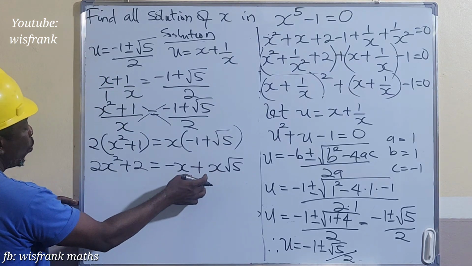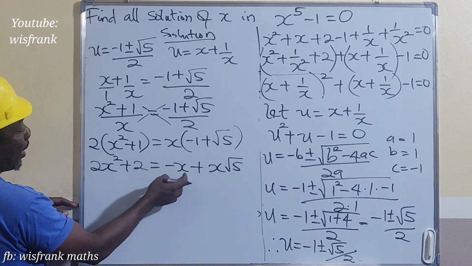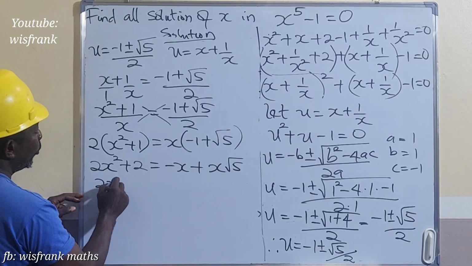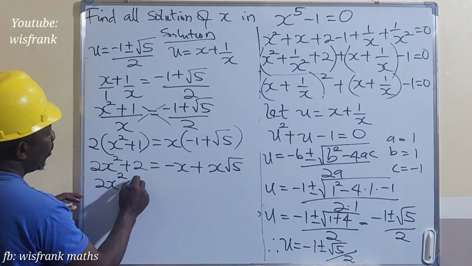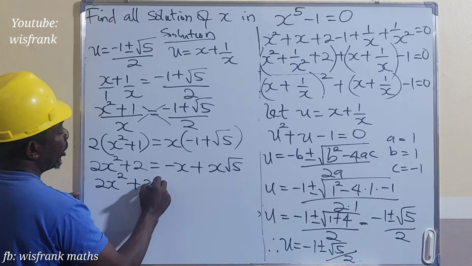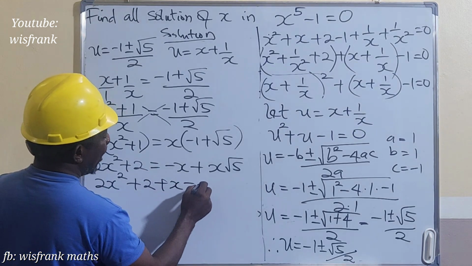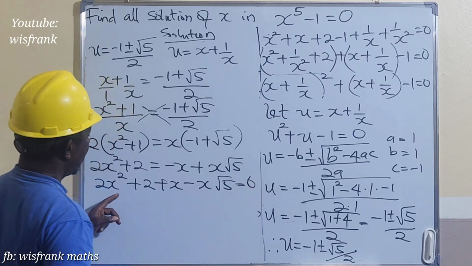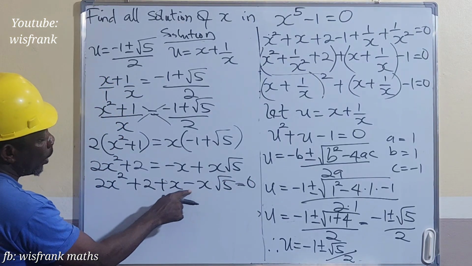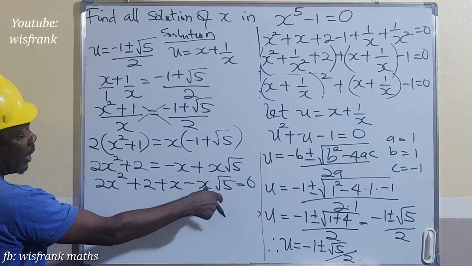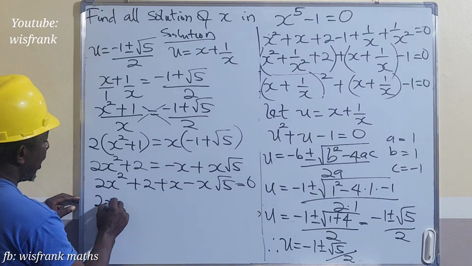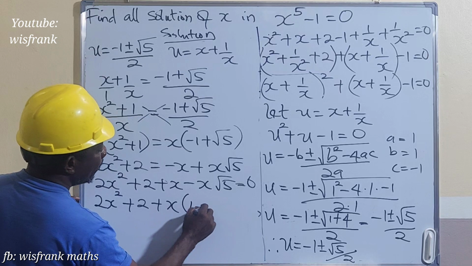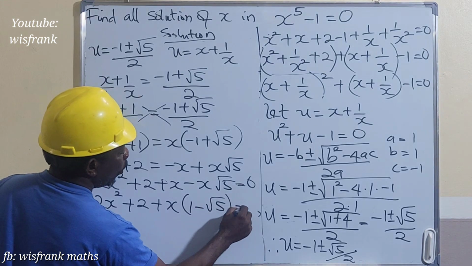So in this case, we are going to collect like terms by moving all this to one side. So it will become 2x to the power of 2 plus 2. Then this one moves to this other side. We have plus x minus x root 5 equals 0. So we have x here and we have x here. It's common, so we can factor it out. So we have 2x to the power of 2 plus x into 1 minus root 5 equals 0.